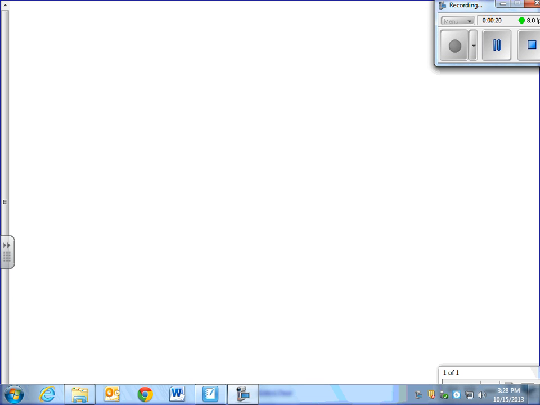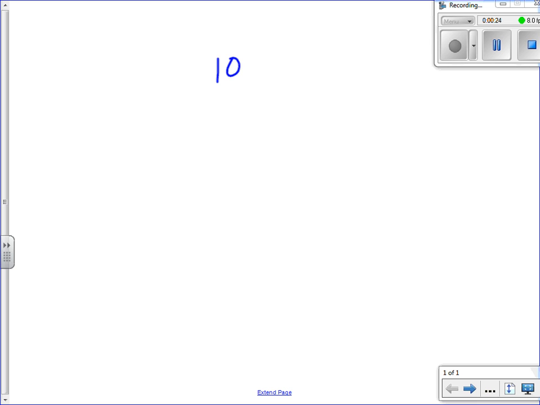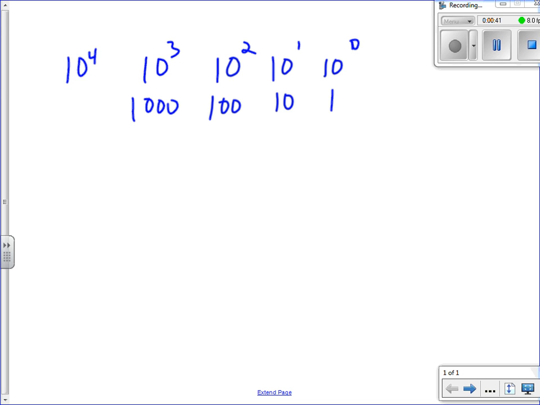And this is where that flip chart comes in that we talked about in class, where we had, let's say, 10 to the second power is 100. And once you find one of those, then you know this is going to be 10 to the first, this is going to be 10 to the 0, and we have 10, and we have 1, and then we have 10 to the third is going to be 1,000, and 10 to the fourth is going to be 10,000.